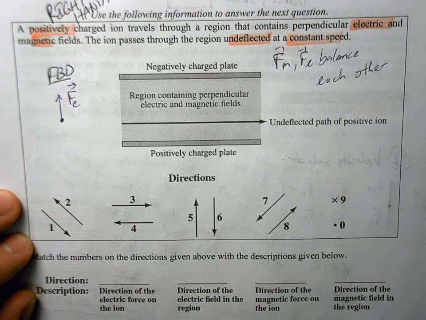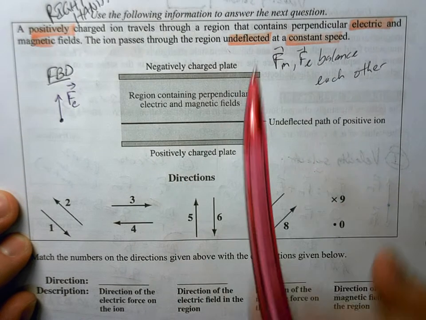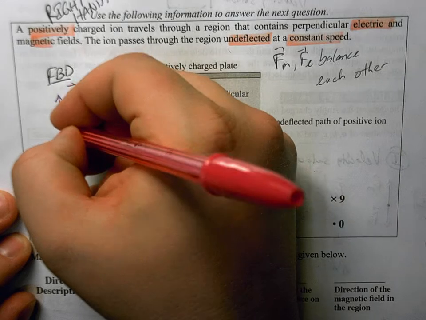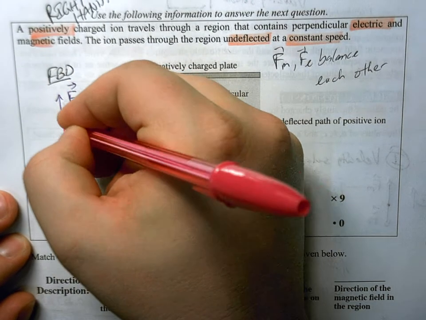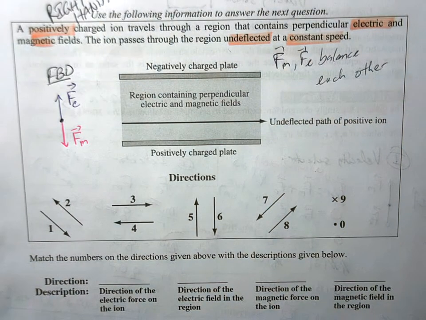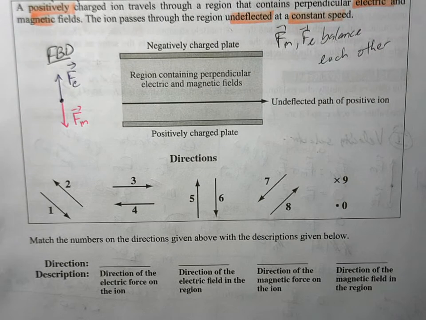Now, at the same time, because we're told this travels through the region undeflected, that means we have to have FM counterbalancing that, going down, with the exact same magnitude. And that's important. If we want that to be undeflected, we need those forces going in opposite directions because we want that net force to be zero. Just doing that takes care of two of the four blanks.